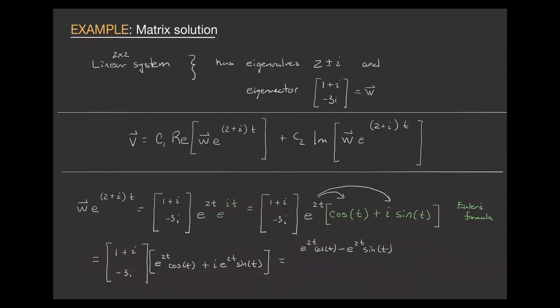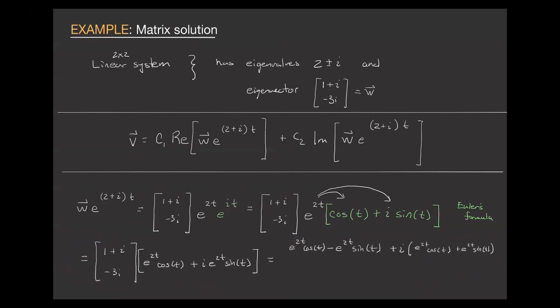We have from the imaginary parts, we've got i times this, so that's imaginary. And then we have 1 times this, which is also imaginary. So there's plus i times e to the 2t cosine t plus e to the 2t sine t. And move it over yet again.